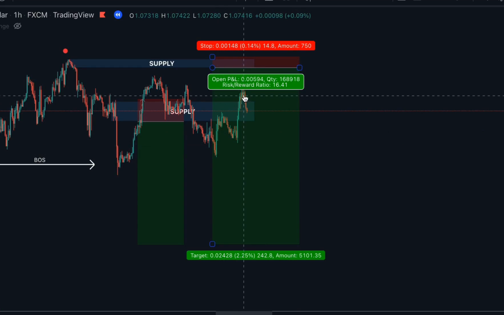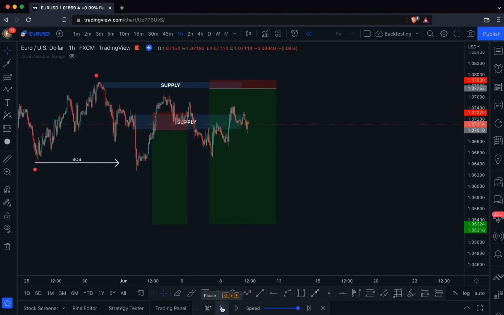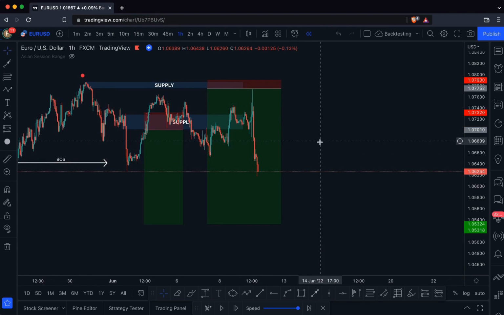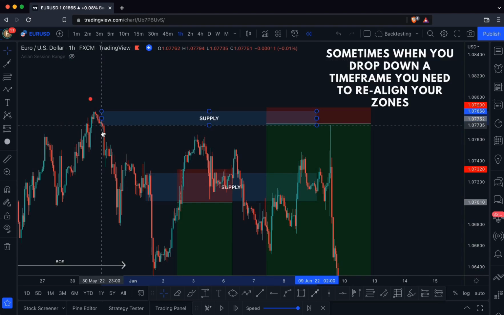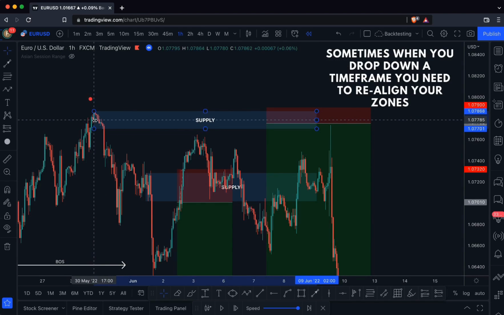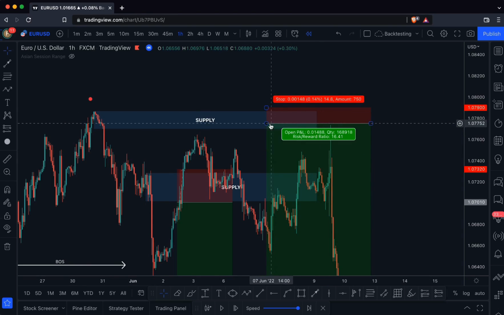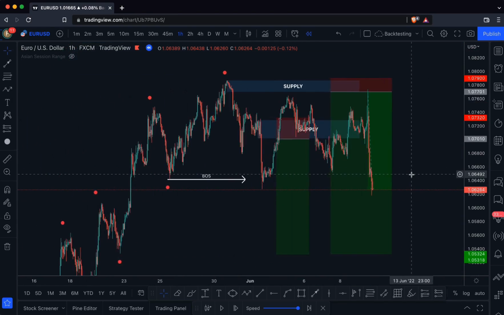Okay, now we get some substructure, which is that 1 hour structure that looks like it's going to move up. And as we can see, we would just about get tapped in. So this zone should be moved down to here to incorporate this supply area here as well, something that I didn't do. And as we can see, price would have triggered you in very nicely, and you can see you move away.